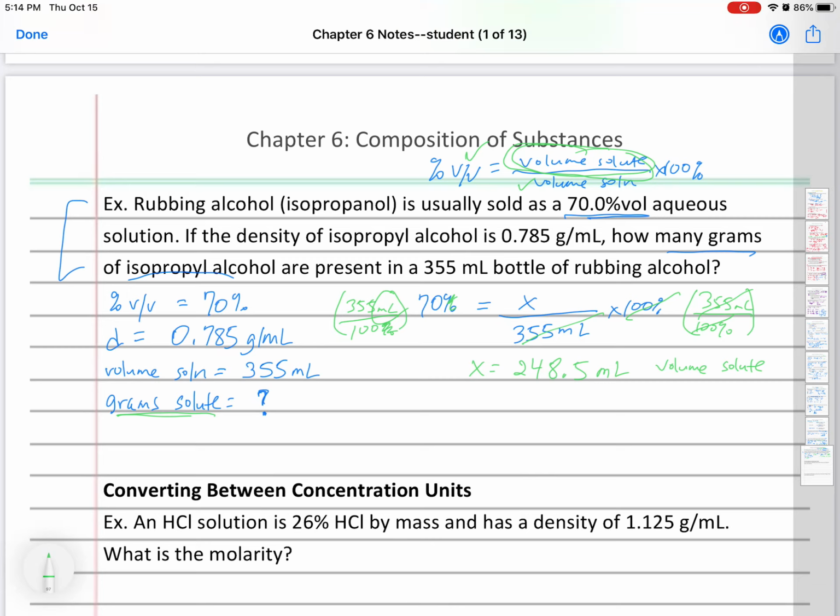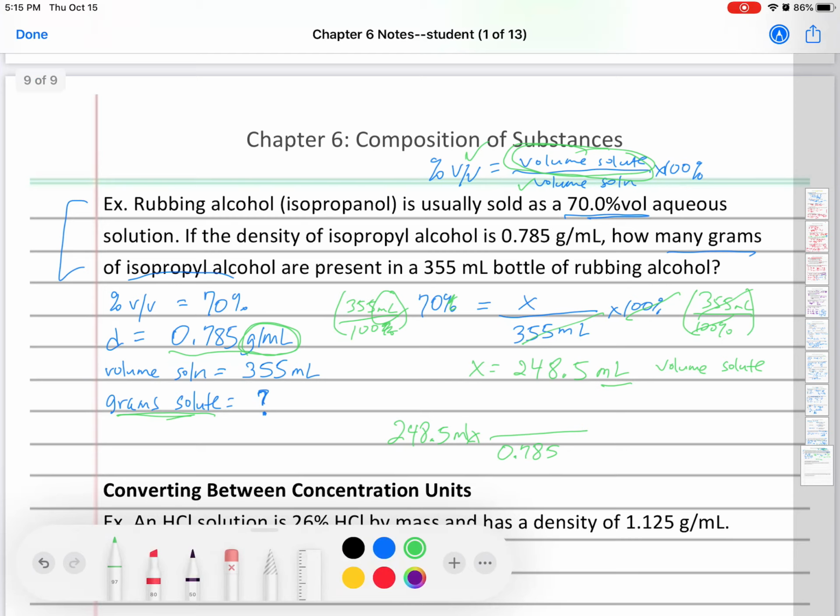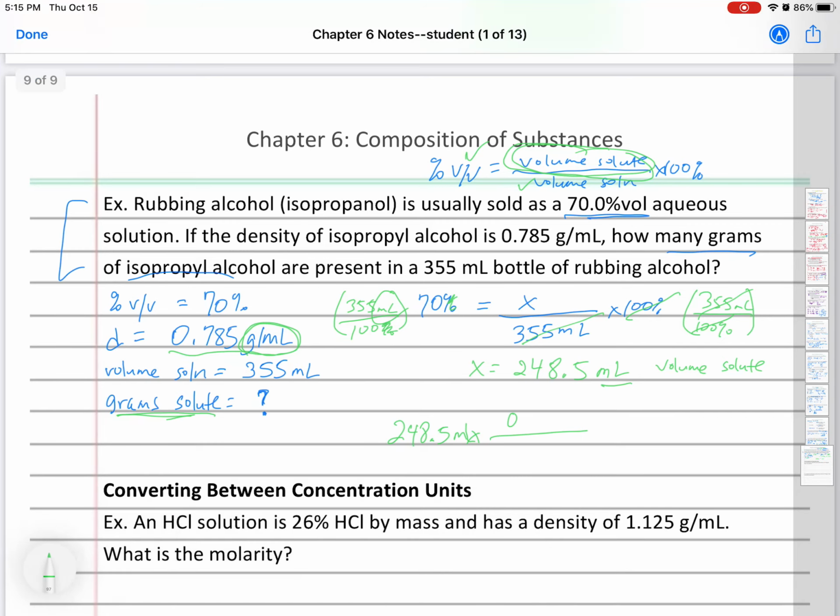And if I want to find the grams, I want to go from volume to grams. Well, I have this density here, and density, conveniently, is a conversion factor between volume and mass. So I can use that. I can take my 248.5 milliliters, and I can divide it by the density, 0.785. Nope, I did that backwards. I'm going to multiply it by the density. This is why I like dimensional analysis, because I can realize when my units aren't canceling out.